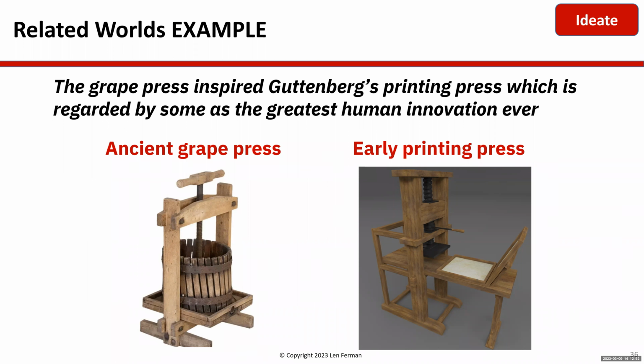And it's really not that much of a stretch to think that he probably used related worlds thinking. He saw the grape press and he thought, I could use that type of press technology to solve the innovation objective I have of trying to come up with a more efficient way to copy books than having monks write them out by longhand. And so there we get the innovation, the printing press, which revolutionized academics and the world.